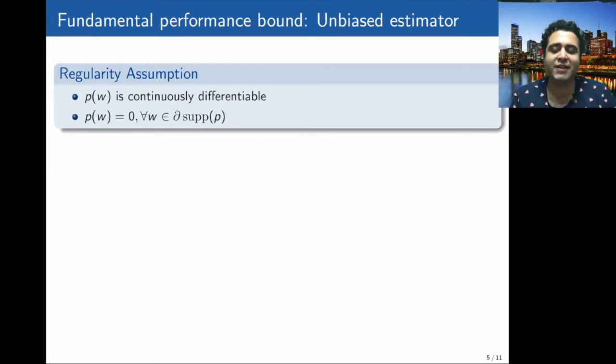One is that the probability density function of the additive noise that we had earlier is continuously differentiable. Another is that the value of the probability density function is equal to 0 on the boundary of its support set. The second one would naturally happen with all density functions that have an infinite support, for instance, Gaussian additive noise. The reason we go for this regularity assumption is that in the proofs, we rely heavily on the Cramér-Rao bound, and to satisfy its conditions, we need these assumptions.